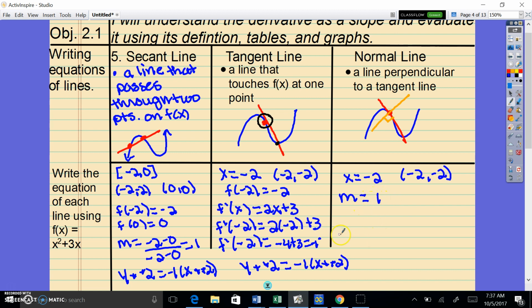Once you have that information, you just plug in the formula. y minus negative 2 equals 1. So the only thing that's going to change between this and the tangent line is that the slope is the opposite reciprocal. Everything else stays the same.